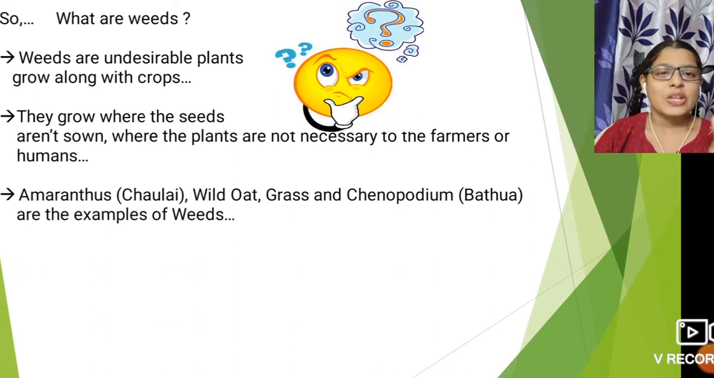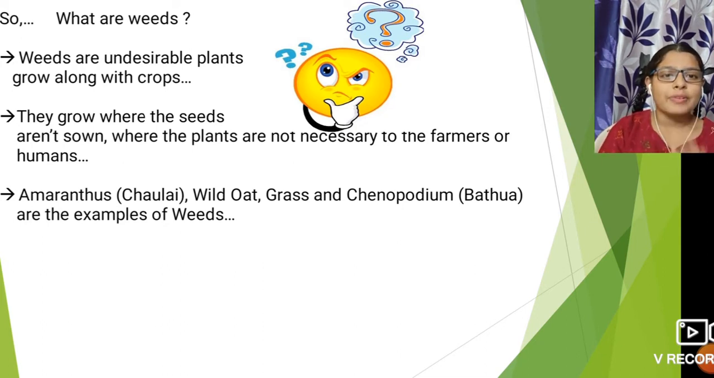Here are some examples: amaranthus, which is also known as chaulai; wild oat, which looks like grass but is not exactly like grass; and chenopodium, which is also known as bathua, and so on. These are examples of weeds which grow among the crops or beside the crops.